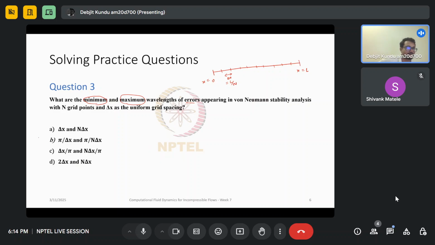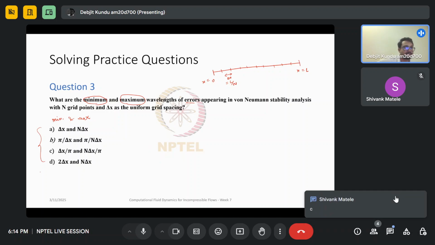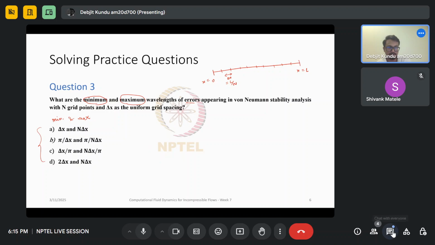So there are four options given here, and the template is that the first one is the minimum and the next one is the maximum. Option A is delta x and n delta x. Option B is pi by delta x and pi by n delta x. Option C is delta x by pi and n delta x by pi. And option D is 2 delta x and n delta x.